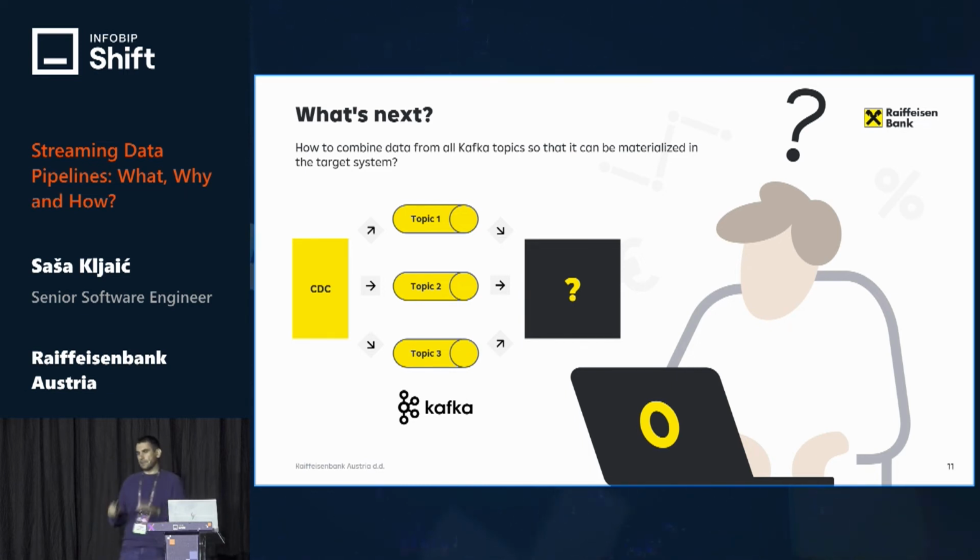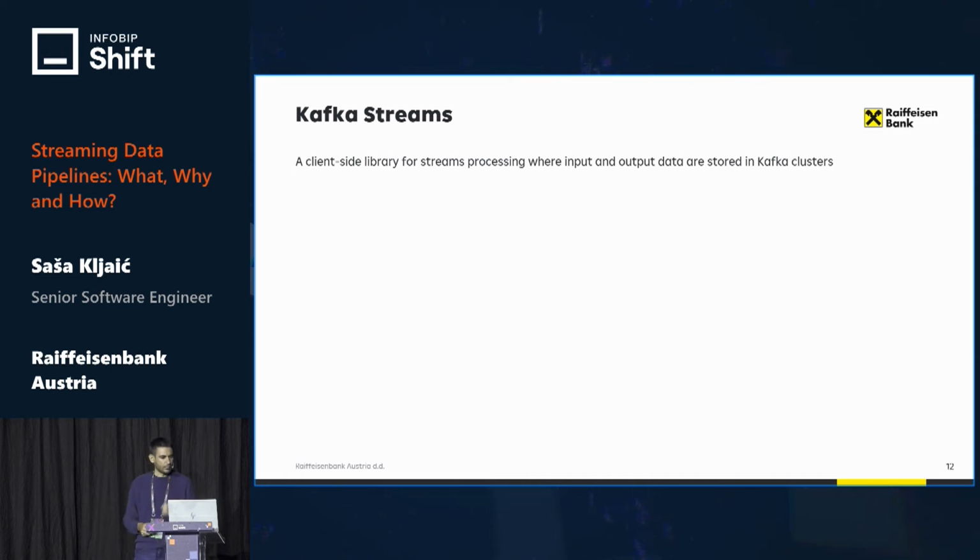system? There are multiple approaches to this problem, and we could evaluate each one of those approaches like we did earlier, but I will cut it short and say that the solution is to use some stream processing framework. And that stream processing framework in our case will be Kafka Streams. Kafka Streams is a client-side library for stream processing where input data and output data are stored in Kafka clusters. What differentiates Kafka Streams from other stream processing solutions is that it is a client-side library, meaning that we do not need any dedicated stream processing server.